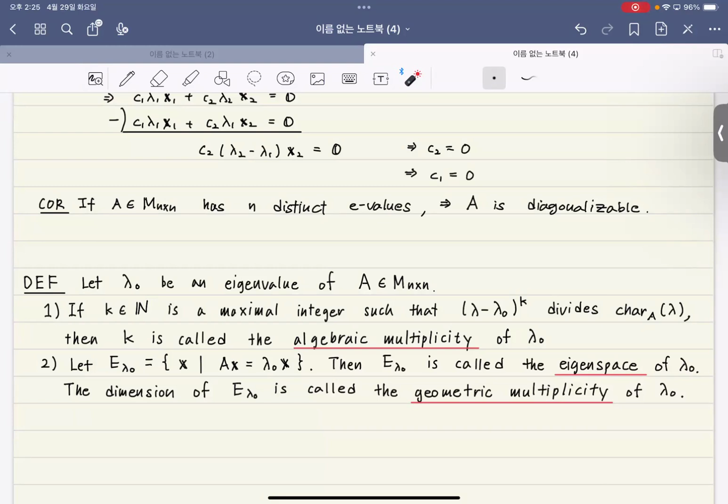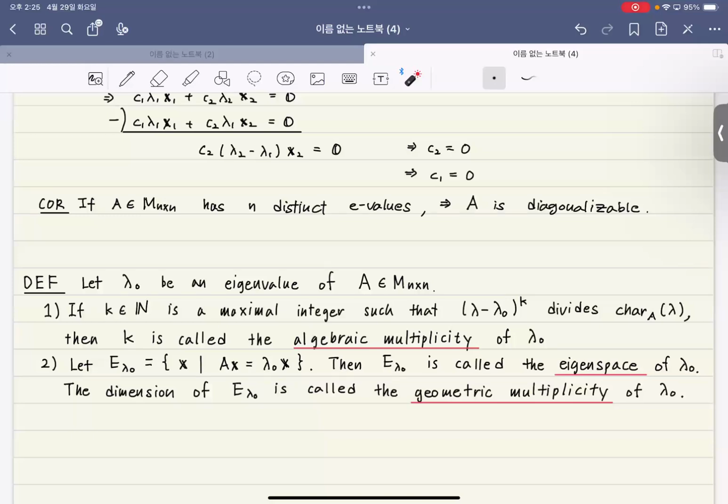Both of them are integers. Algebraic multiplicity cannot be zero, right? If algebraic multiplicity is zero, then that number is not an eigenvalue, so that doesn't make any sense. And the geometric multiplicity also has to be greater than or equal to 1, because you should be able to find at least one non-zero eigenvector for any eigenvalue. So they are both integers greater than or equal to 1.